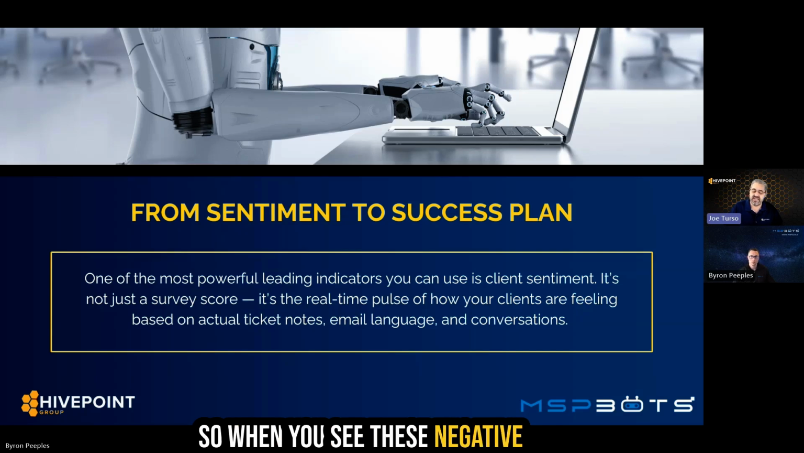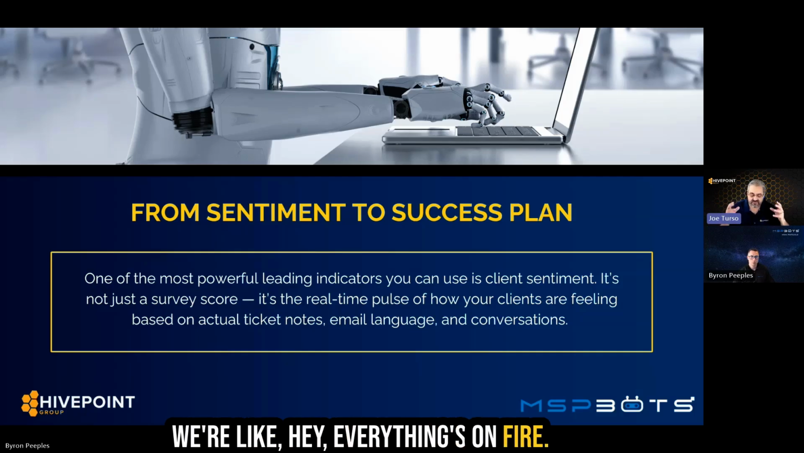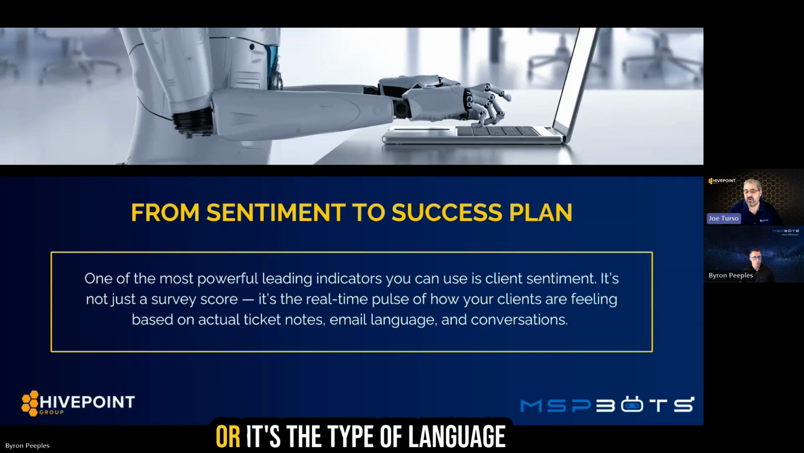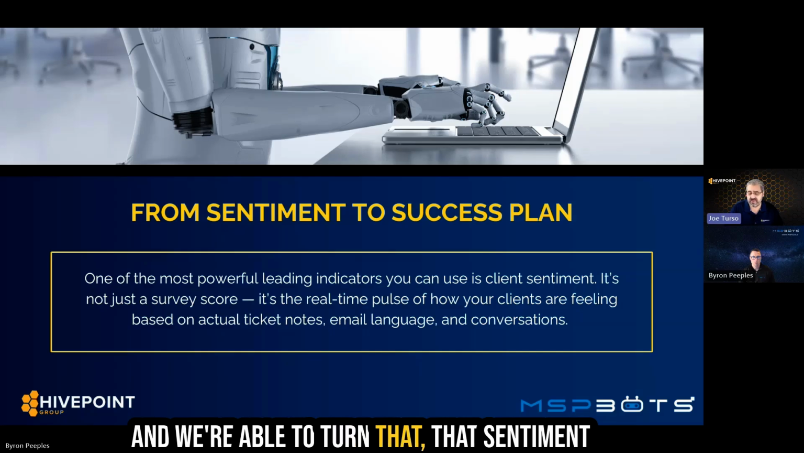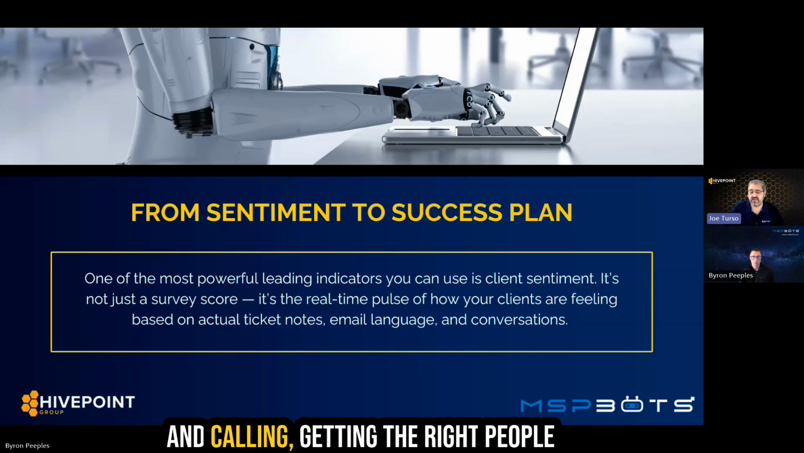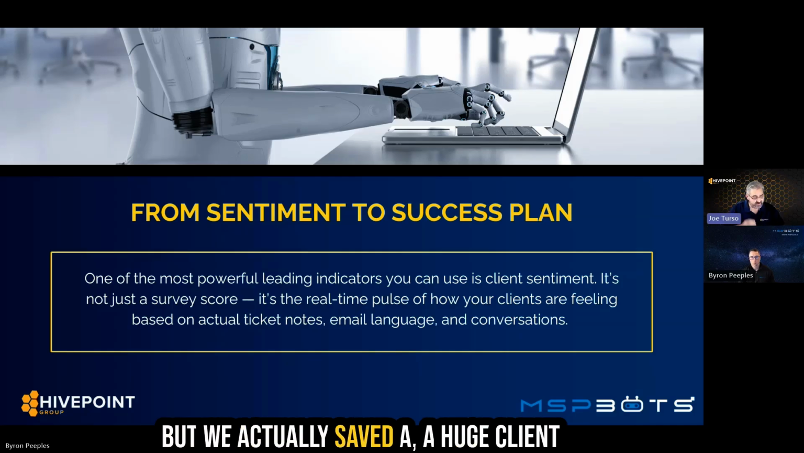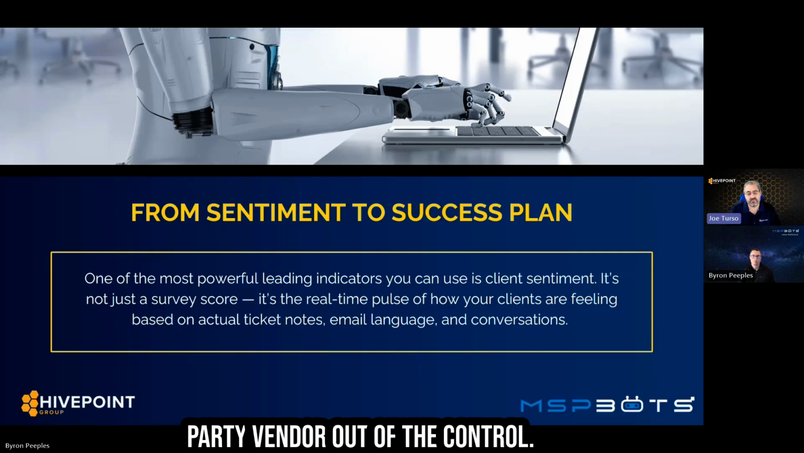So when you see these negative interactions on a ticket, and I'm not talking about the initial ticket, where we're like, hey, everything's on fire, we know that's going to be negative. But it's the communication following it, or the type of language they're using for the first one, that could be the red flag, which we have used in the past to say, hey, let me get ahead of this. What's going on with this client? What's happening? And we're able to turn that sentiment around just by picking up the phone and calling, getting the right people involved, escalating the ticket correctly. We actually saved a huge client who was just having a perception issue. It was a third-party vendor out of our control.